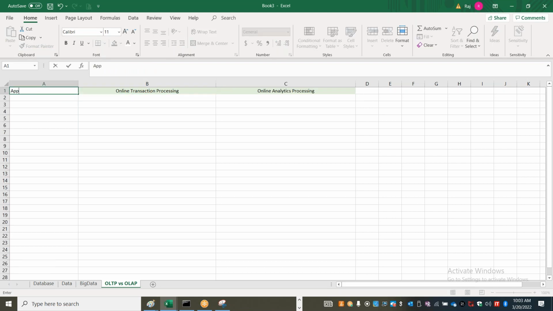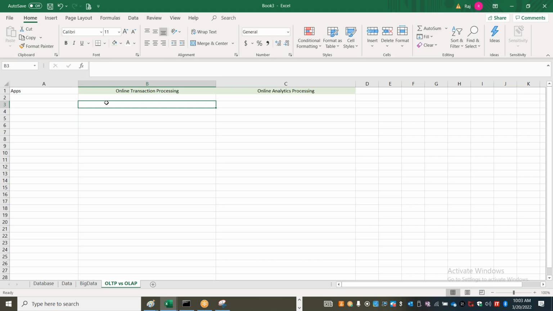So your applications can be grouped into either OLTP applications or OLAP applications. Any idea what exactly OLTP is all about and what OLAP is all about? Let me take some water meanwhile. Any question, any insight? Okay.